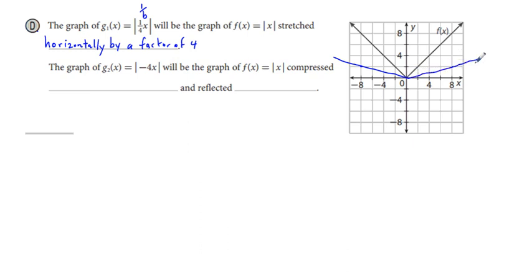That's what that one's going to look like. And then it says the graph of g of x, g2 of x equals absolute value of negative 4x, will be the graph of f of x equals absolute value compressed horizontally by a factor of 4 and reflected about the x-axis.